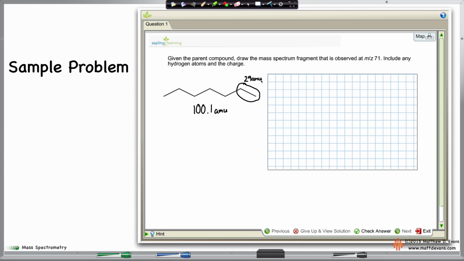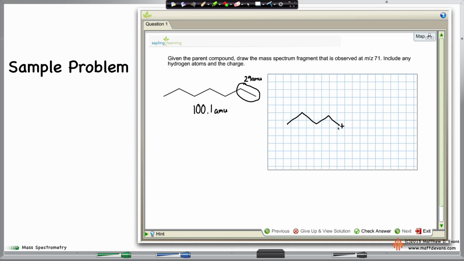And right away, I just got done telling you this: a loss of 29 is telling me that it's probably an ethyl group. So we lost 2 carbons at 24, plus 5 hydrogens, is 29 atomic mass units. So really what we're going to draw as our answer is 1, 2, 3, 4, 5. We just have to be a little careful about how many hydrogens we attach to this end carbon. How many hydrogens should be attached to this carbocation? I suspect only 2. That's how we get the carbocation. But let's just double check that.